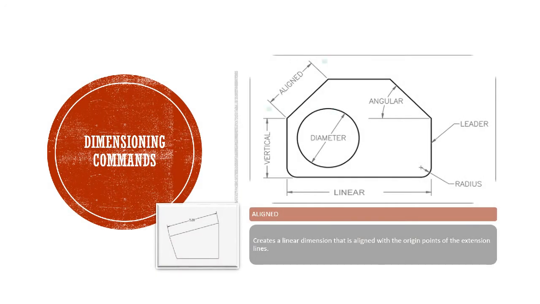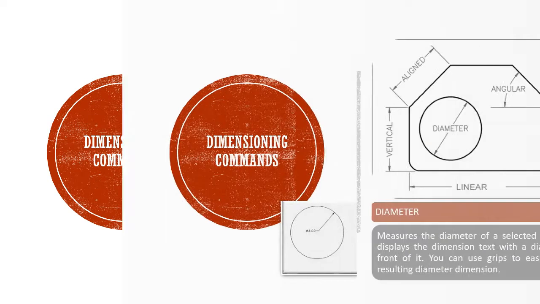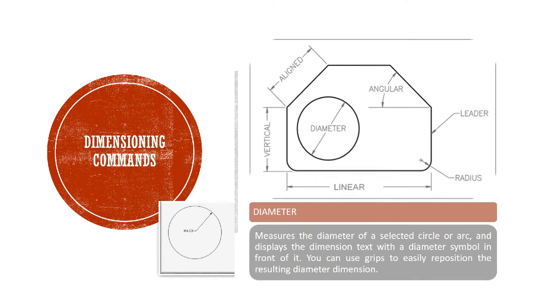Next, aligned. By using the aligned command, it creates a linear dimension that is aligned with the origin points of the extension lines. The next one is a diameter. Diameter is used to measure the diameter of a selected circle or arc, and displays the dimension text with a diameter symbol in front of it. You can use grips to easily reposition the resulting diameter dimension.